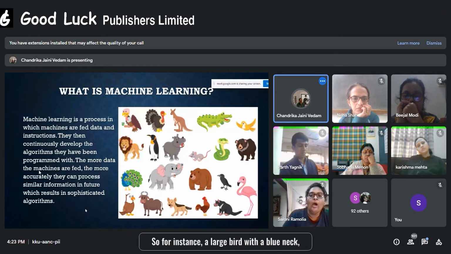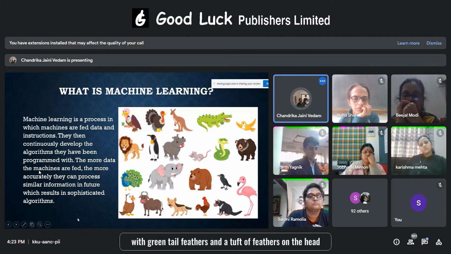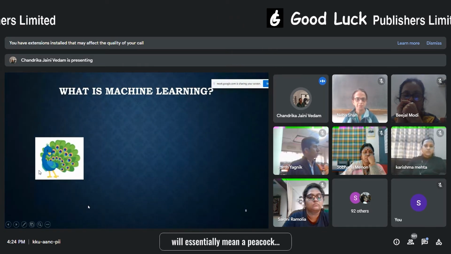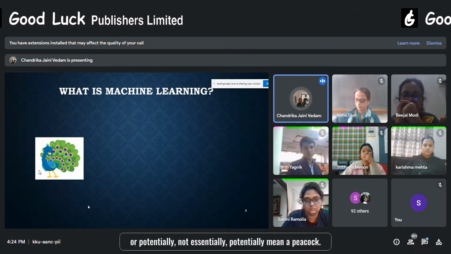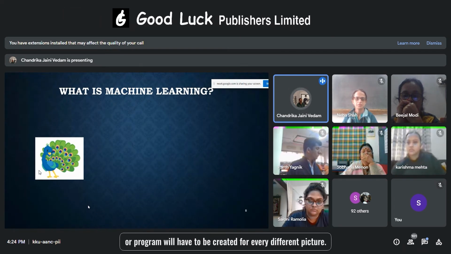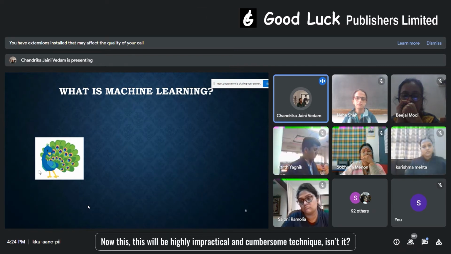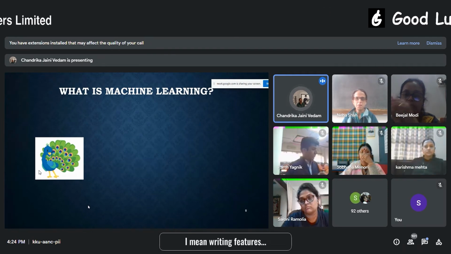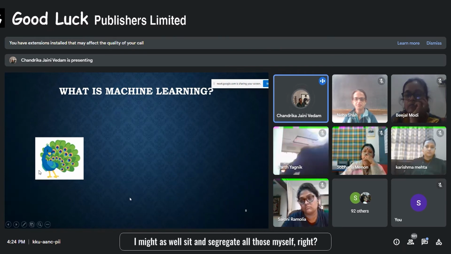So for instance, a large bird with a blue neck, with green tail feathers and a tuft of feathers on the head will potentially be a peacock. This means that a different algorithm or program will have to be created for every different picture. Now, this will be a highly impractical and cumbersome technique, isn't it? I mean, writing features, I might as well sit and segregate all those myself, right?